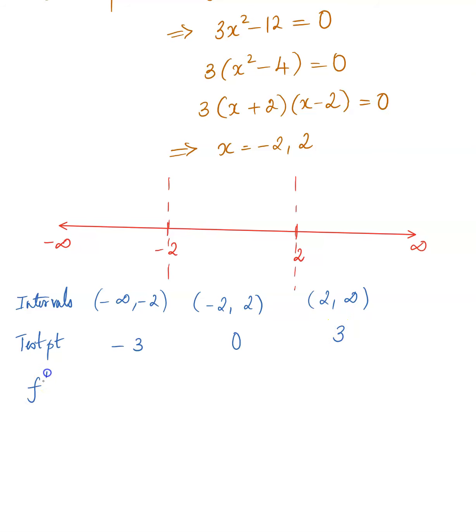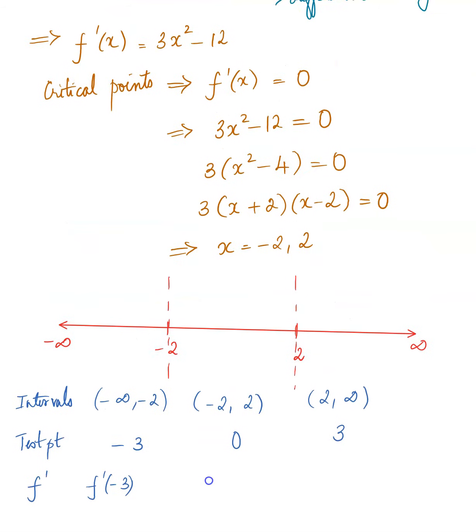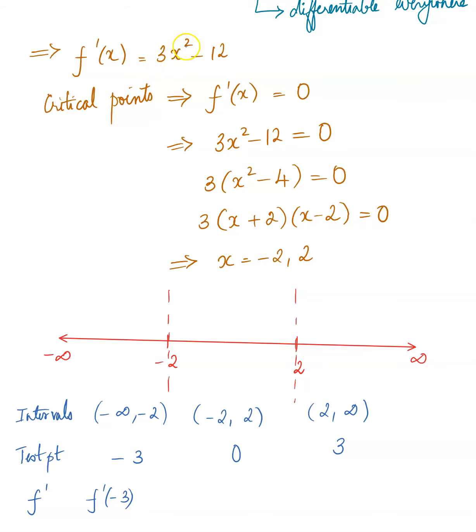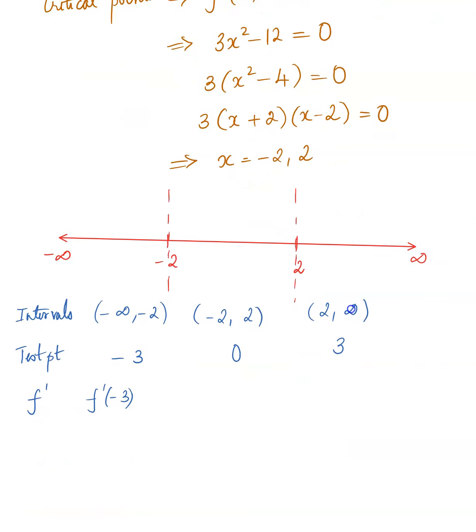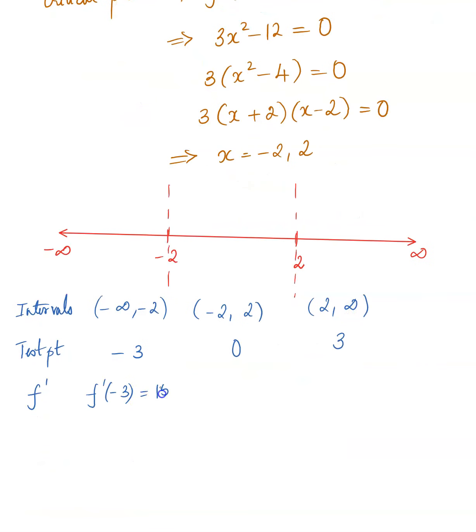So find f prime. For f prime of -3, go back and plug it in the equation. The equation for f prime was 3x squared minus 12. So plug in -3 here. -3 squared, the whole square, will be +9. 9 times 3, 27. 27 minus 12, +15.